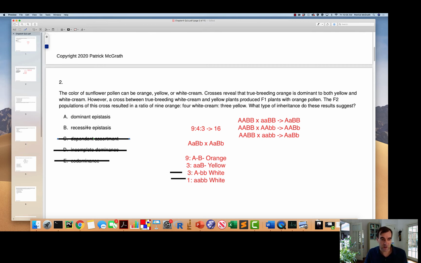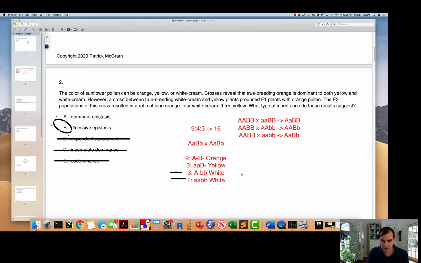So one way to remember this is that chocolate labs, black labs, and yellow labs are an example of recessive epistasis, and they have a 9 to 3 to 4 ratio. So, that's one way you can answer this question. And then the other thing is just, where does the masking occur?